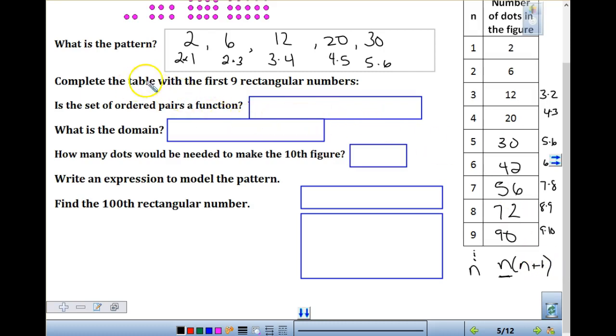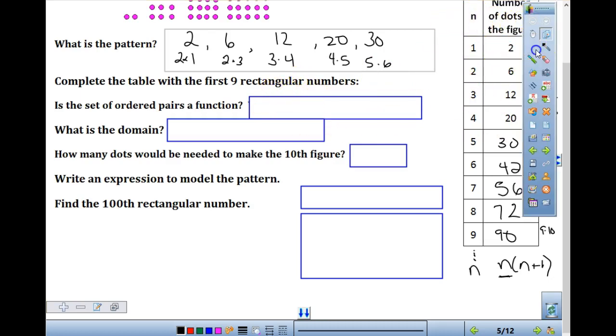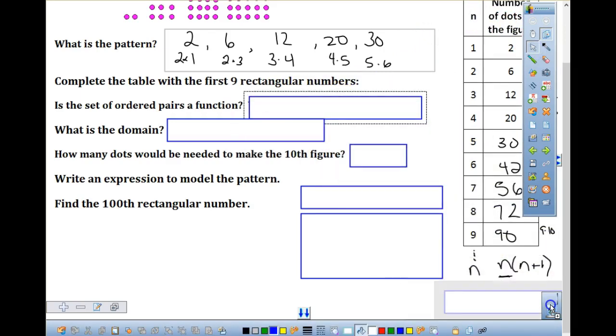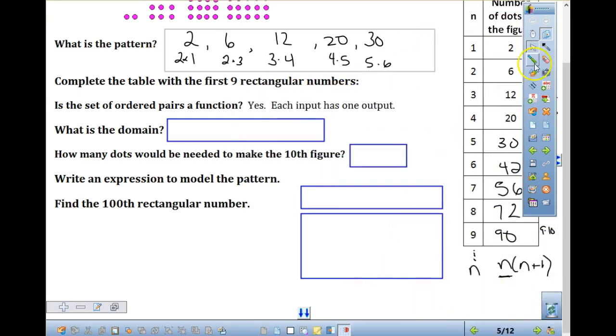So it says, if we were going to complete this, which we just did for the 9 rectangular numbers, the question is, is this set of ordered pairs going to be a function? So if we are thinking about this, does each input have one output? Yes, definitely a function, right? Each input has one output as we look at that. So is it a function? Yes, each input has an output.